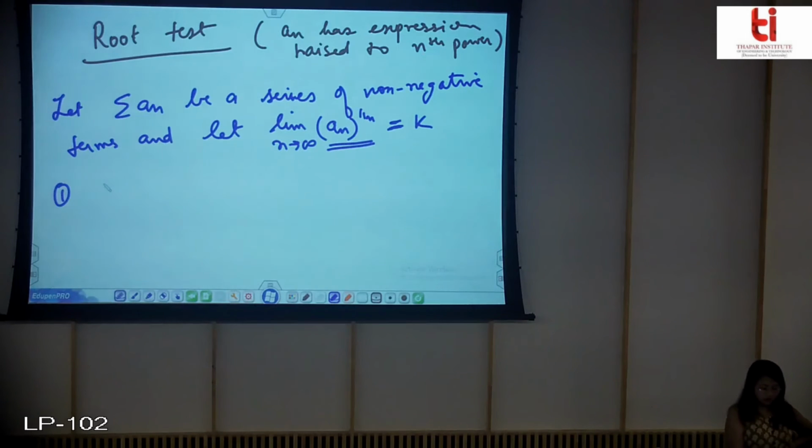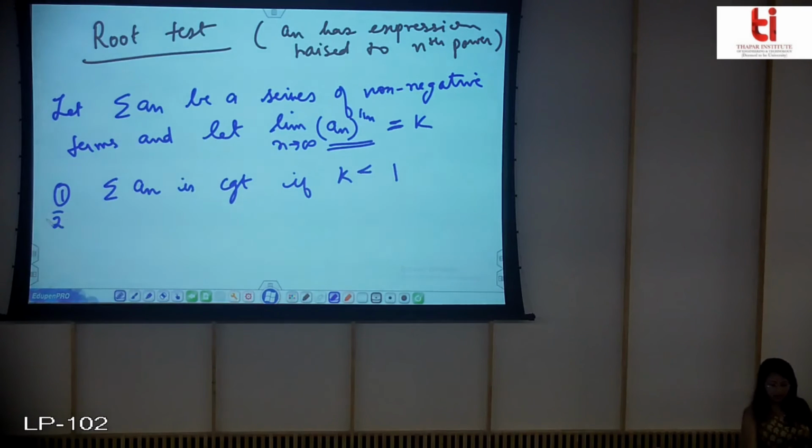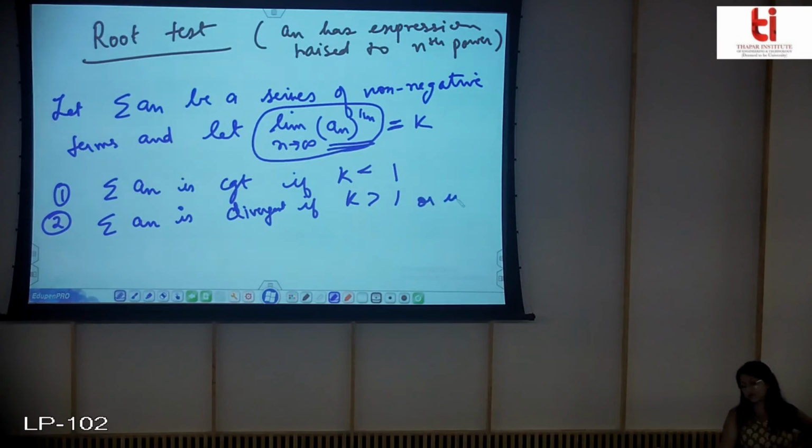So the first condition says that summation of a_n is convergent if k is less than 1. Same, but here you calculated the 1 by nth power of a_n. The second is that the summation of a_n is divergent if k is greater than 1, or you can say infinite.